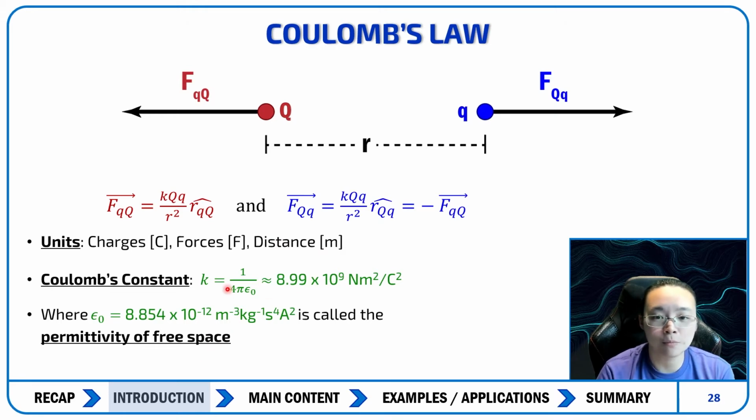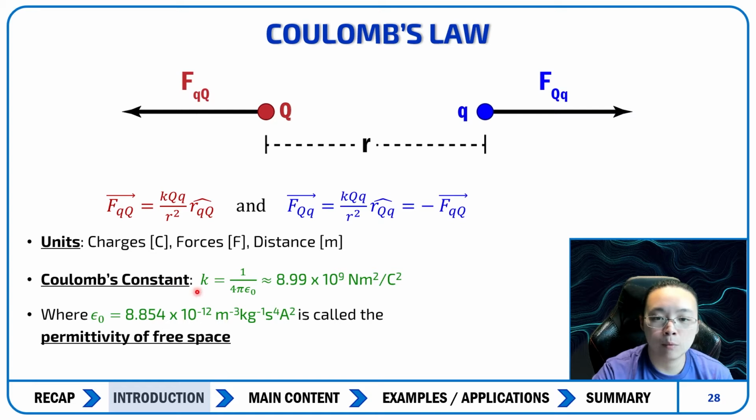Obviously, the more you use them, the more it'll just be burnt into you. But in terms of doing calculations for this course, all you would have to end up with would be not a numerical value, but rather a variable solution that has k or epsilon naught in it. So I'm not too worried about memorizing constants in this course. Now you may notice that k is also equal to 1 over 4 pi epsilon naught. The epsilon naught is called the permittivity of free space. I won't be going through what this means. If you're interested, you can talk to me about it after.